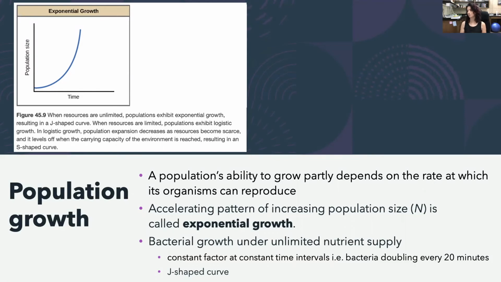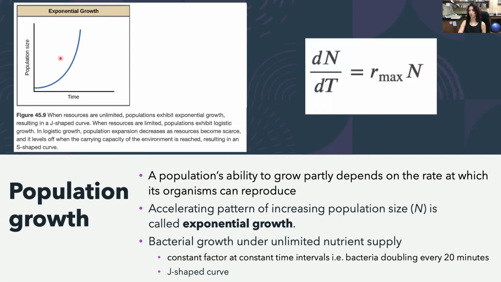The accelerating pattern of increasing population size is called exponential growth. So we can represent population size with N here. And a good example of exponential growth is displayed by bacteria growing in a culture tube. They have what is called a J-shaped curve. And this happens when there's no nutrient limiting their growth and reproduction. Instead, they grow at a constant factor at a constant time interval. For example, bacteria, depending upon the species, E. coli doubles every 20 minutes. So this results in a J-shaped curve.